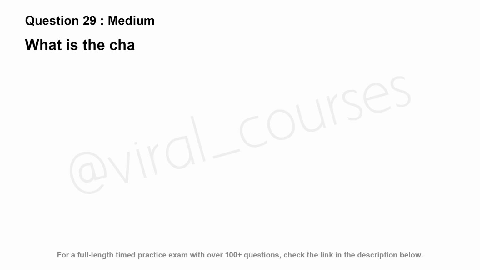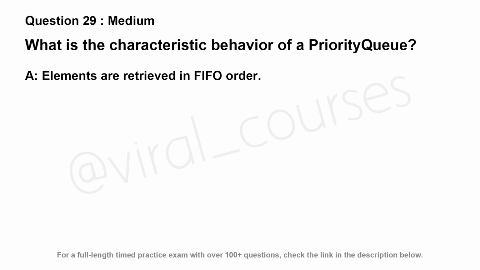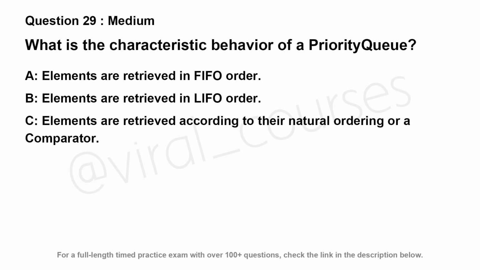What is the characteristic behavior of a PriorityQueue? Option A. Elements are retrieved in FIFO order. Option B. Elements are retrieved in LIFO order. Option C. Elements are retrieved according to their natural ordering or a comparator. Option D. Elements are retrieved in random order.